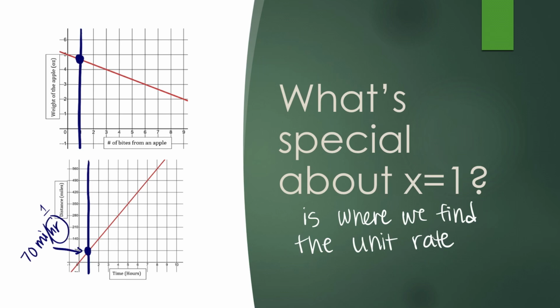That's something you'll do in future years, especially when you're studying y equals mx plus b in 8th grade. But x equals 1, if the line goes through 0, 0, is going to be where you find the unit rate. Just super easy right off the bat.